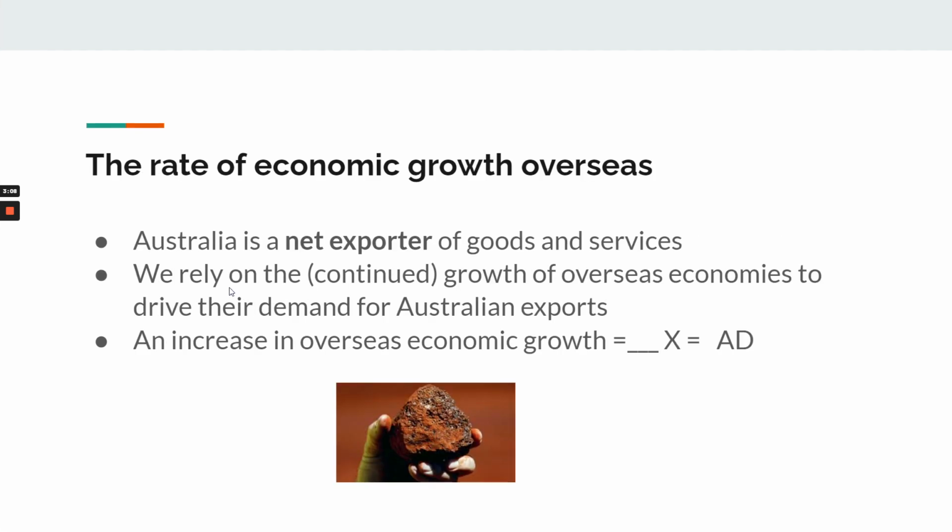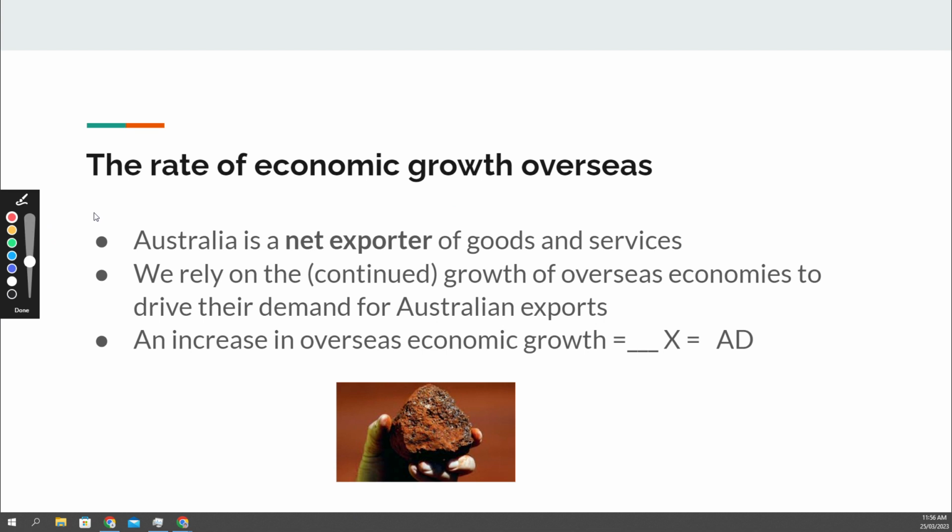The rate of economic growth overseas is super important for our exporting sector. A common misconception that students make is that overseas economic growth would impact the demand for imports. It would not. The demand for imports comes from the rate of economic growth in Australia, because remember, if we're growing, we're going to spend on locally made goods and overseas made goods. So whenever you see the rate of economic growth overseas as an aggregate demand factor, it will only affect the X component of aggregate demand.